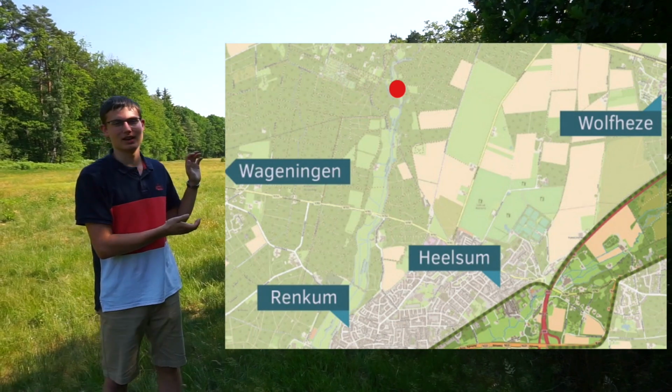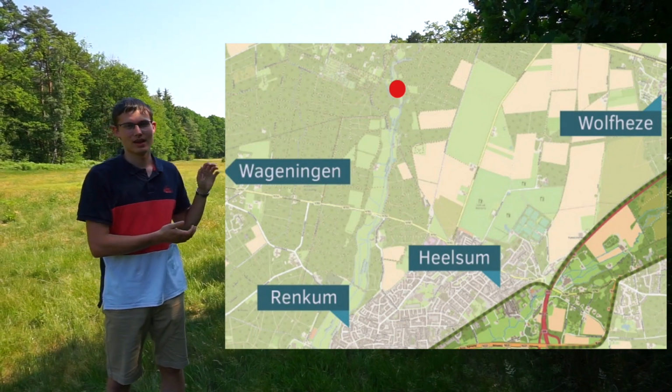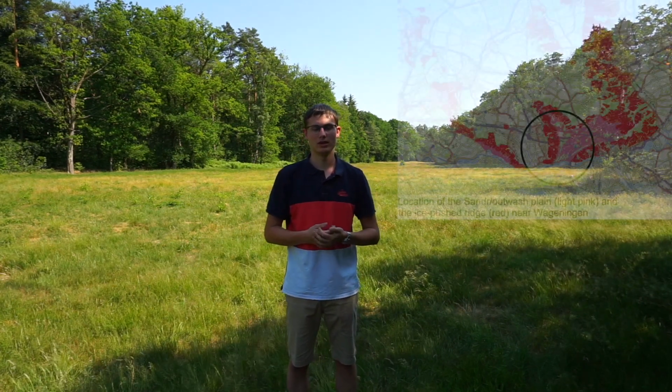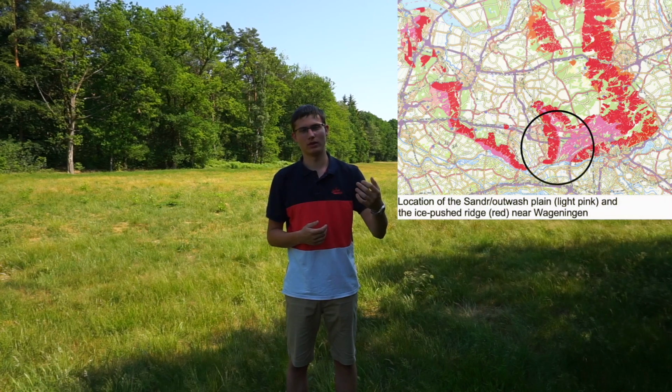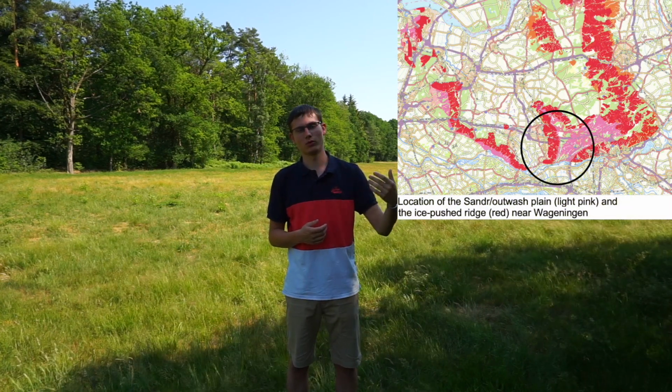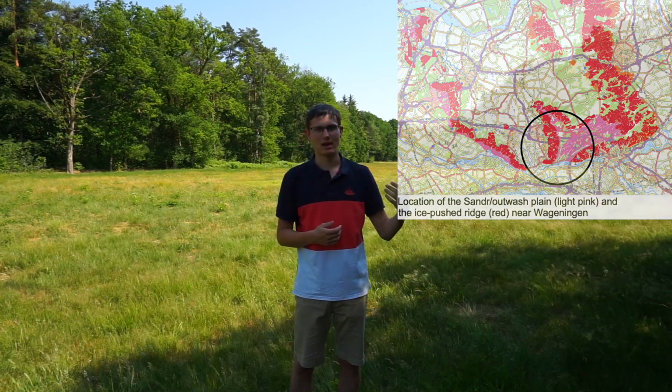To be a little bit more precise, we're now here where the red dot is indicated. And this area originated a long time ago during the Saalian Ice Age, almost 200,000 years ago. The glacier formed a push moraine near Wageningen, and at the end of the Ice Age, when the ice started to melt, it took sandy deposits to the valley here.